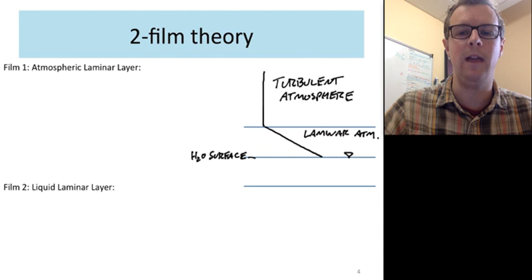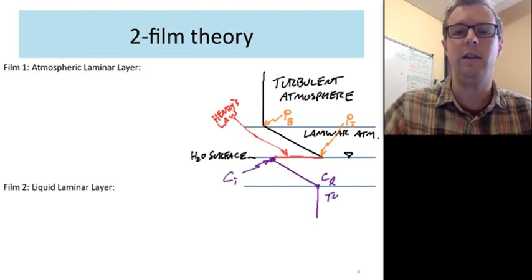I've labeled that the laminar boundary layer of the atmosphere. That's where mixing due to turbulence is not so prevalent, and we expect that we can generate a gradient, in this case a gradient in the partial pressures from the boundary layer and from the interface.